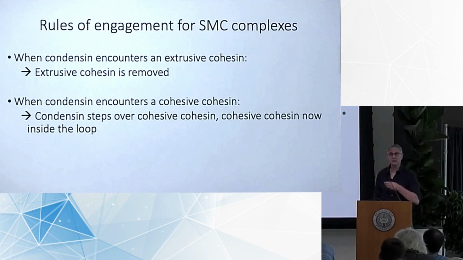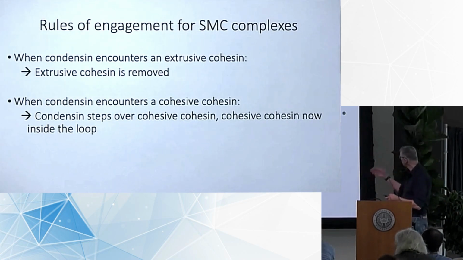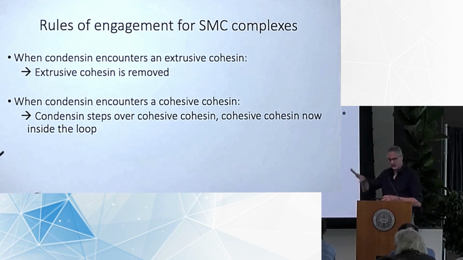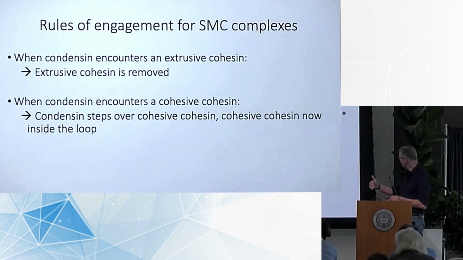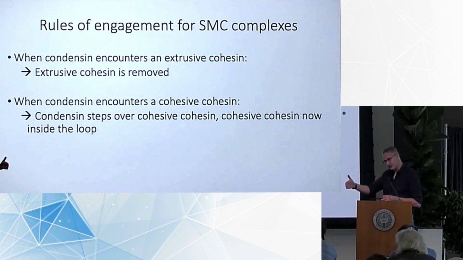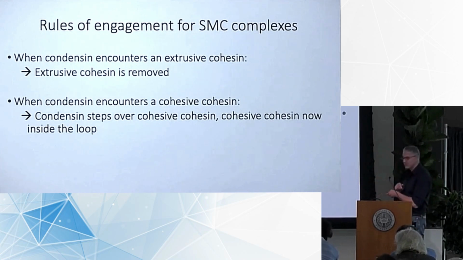So this leads us to our second rule of engagement. Our first rule of engagement was when condensin encounters an extrusive cohesin, it will remove it. But when condensin encounters a cohesive cohesin, condensin will step over it, keeps extruding, and now cohesive cohesin ends up in the tip of the loops.